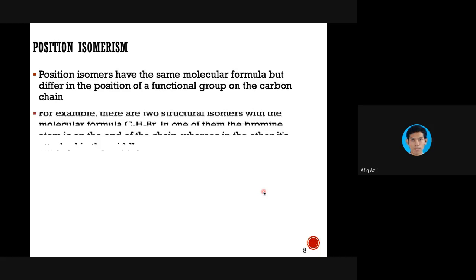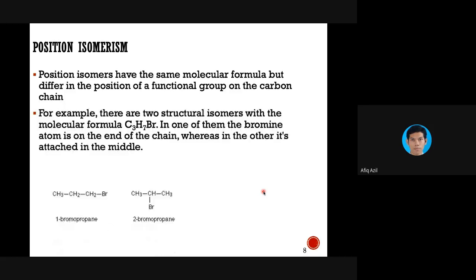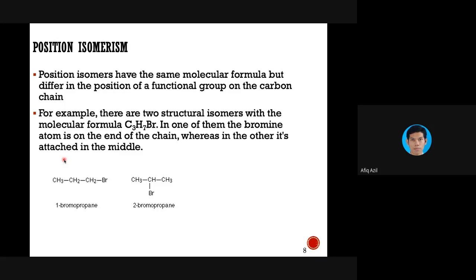Then for positional isomers, for this one, they are still in the same functional group. Like this example, you have a bromine. So this is an alkyl halide or haloalkane, in which the bromine could be arranged on the first carbon, or you can put it on the second carbon. Still in the same group of haloalkane, but you have 1-bromopropane for the first structure, and the second one is 2-bromopropane.